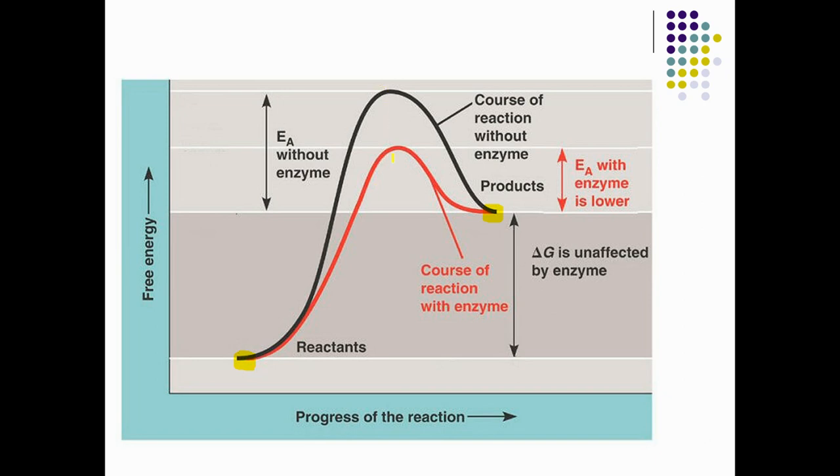Now, what's different between these two graphs is the hump, okay? The reason this hump is lower is because there was an enzyme or a catalyst present. Notice that the activation energy is lower. So the start is the same, the end is the same. The only thing different between the two is the hump, and that's because enzymes or catalysts lower activation energy.